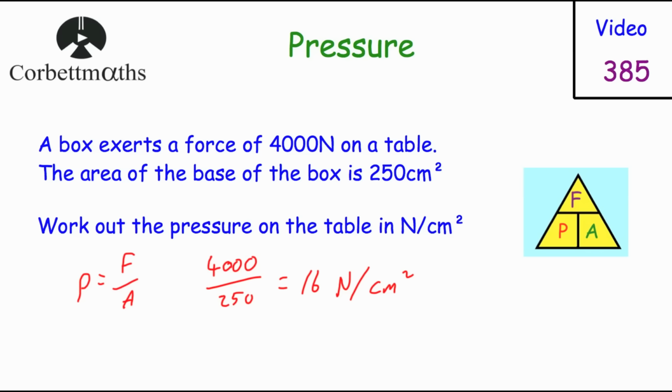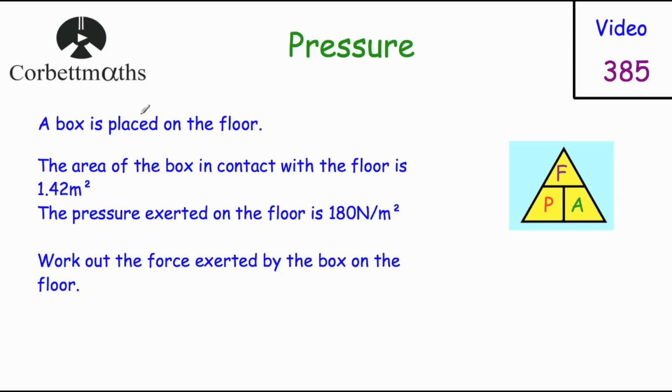Okay, let's have a look at another question now. This time we're told a box is placed on a floor, and the area of the box in contact with the floor is 1.42 meters squared. The pressure exerted on the floor is 180 newtons per meter squared. Work out the force exerted by the box on the floor.